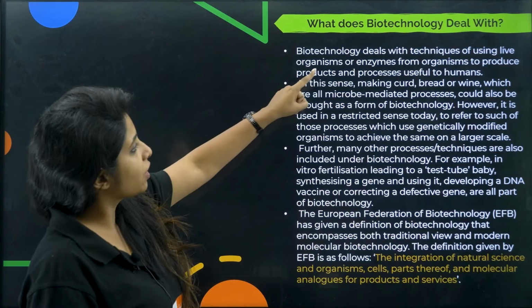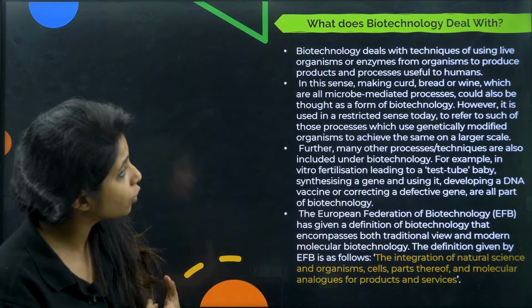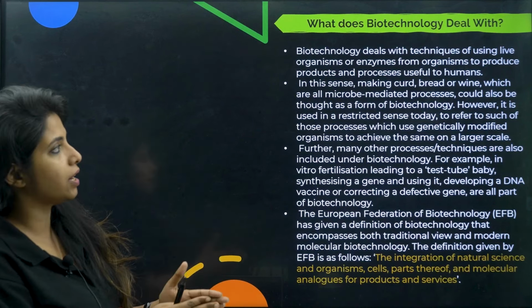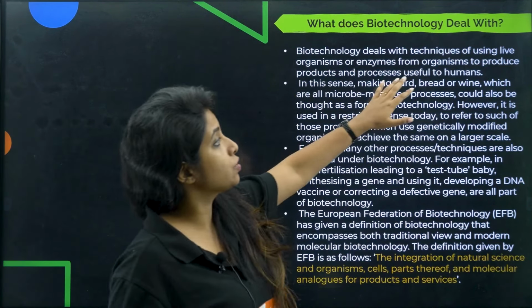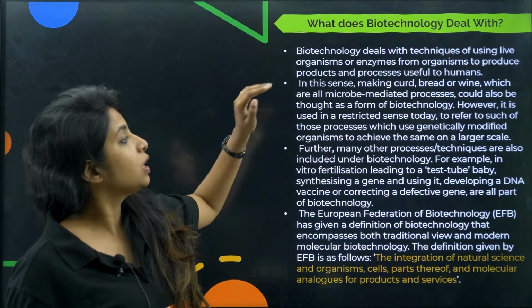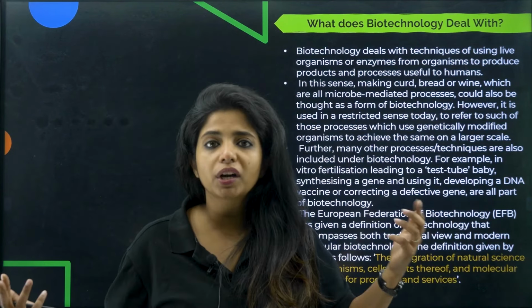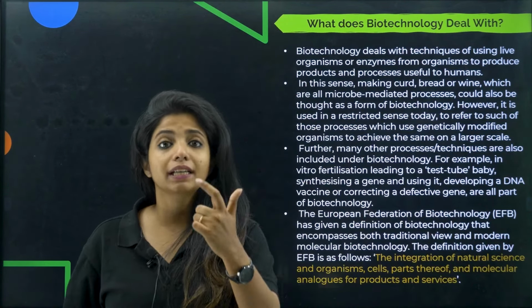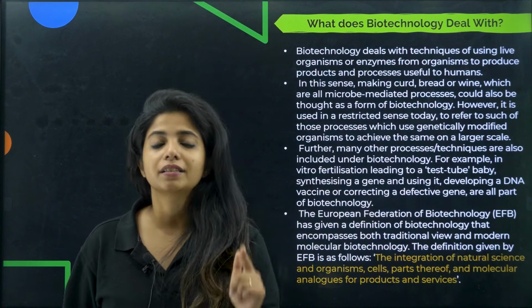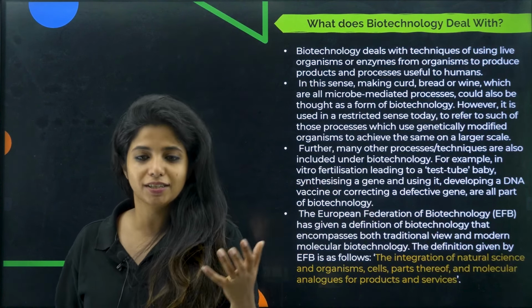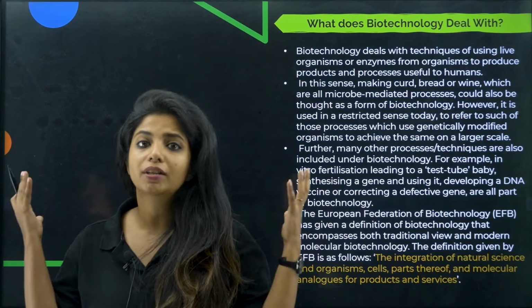Fine. Now, biotechnology deals with techniques of using live organisms or enzymes from organisms to produce products and processes useful to what, children? Humans. Now, in this sense, making curd, that is biotechnology. In curd, what are we doing? Basically, curd has a bacteria that is Lactobacillus. This Lactobacillus is doing the work for us. That is turning milk into curd. You get it? So that is biotechnology.